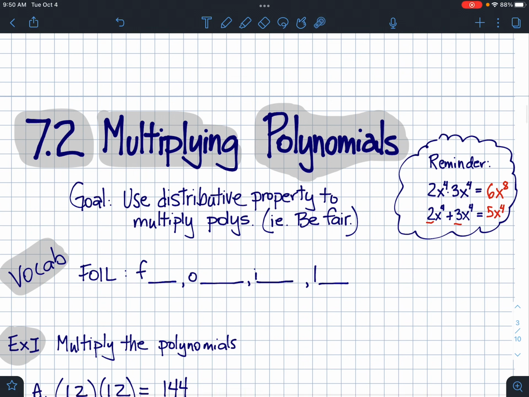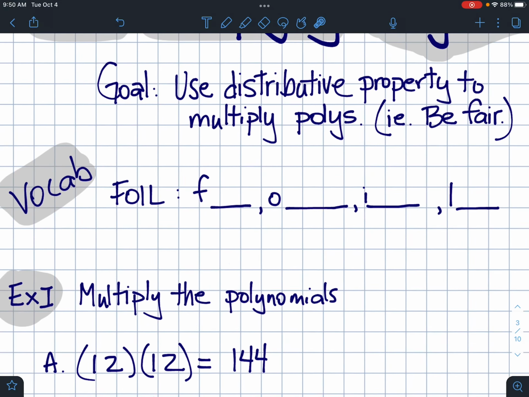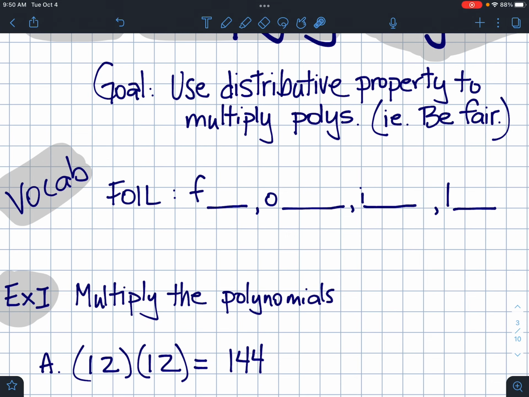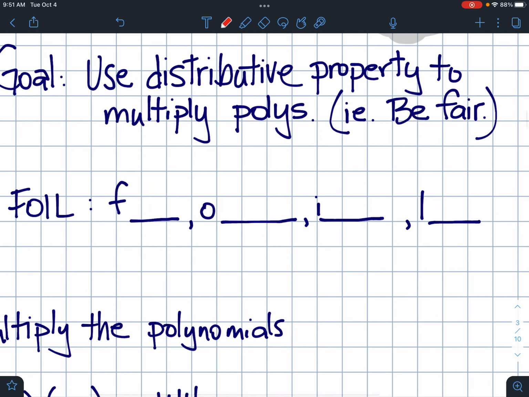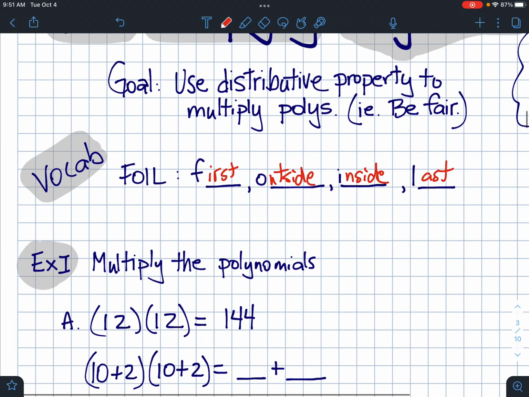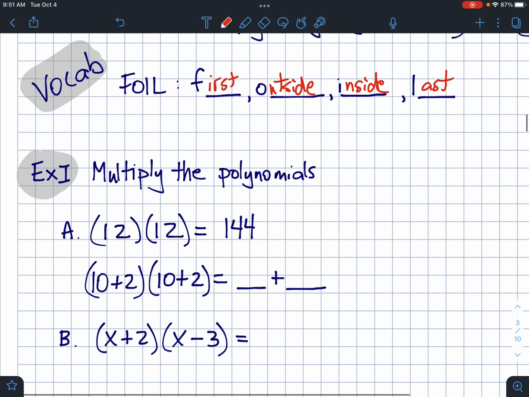All right, our goal today is to use the distributive property to multiply polynomials. This distributive property can be done many different ways. First one, there's not much vocab other than the acronym FOIL. The letters FOIL stand for first, outside, inside, and last. And again, we are multiplying the polynomials many different ways.